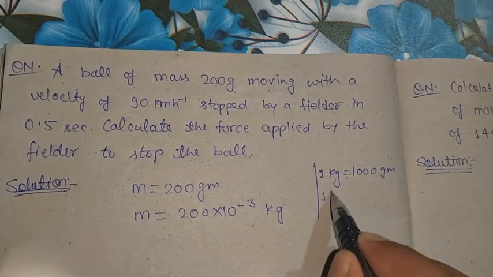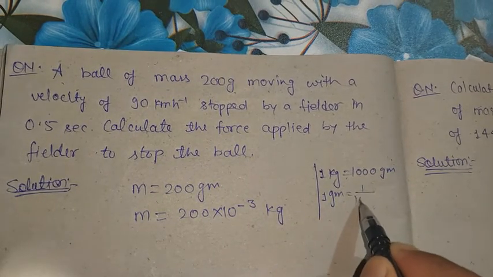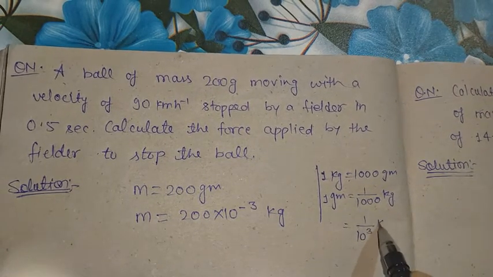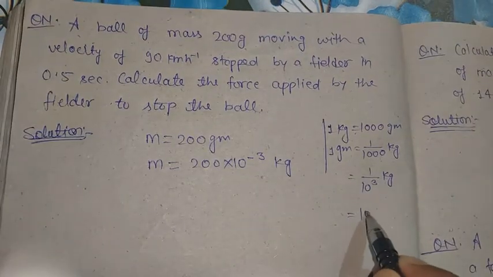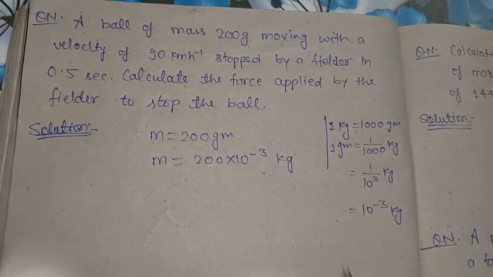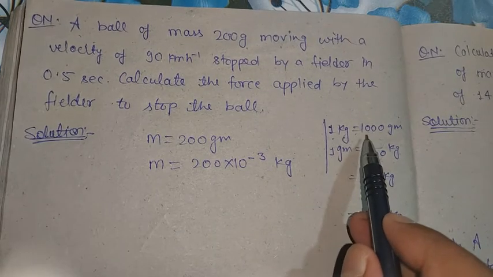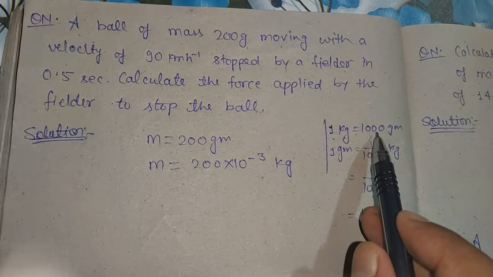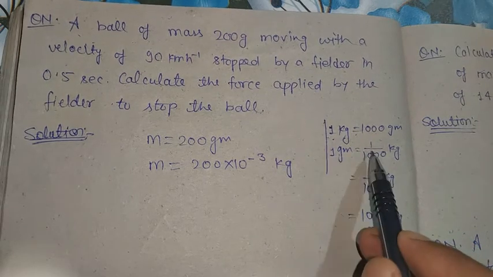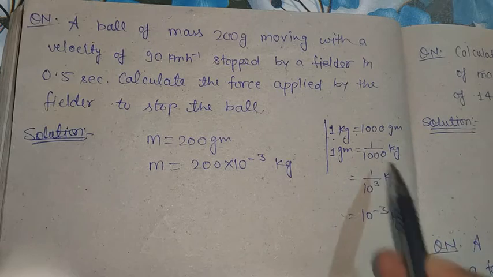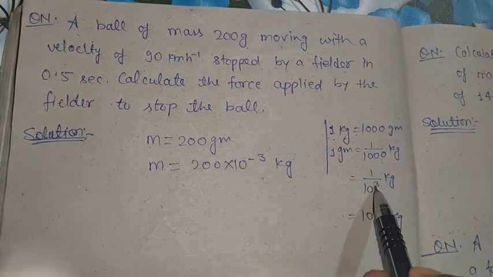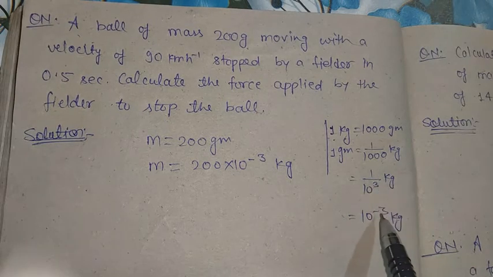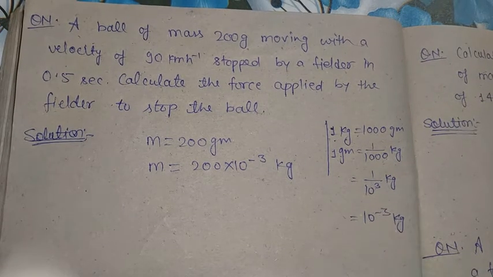1 gram is equal to 1 upon 1000 kilogram, which equals 1 upon 10 power 3 kilogram, which equals 10 power minus 3 kilogram. 1 kilogram is equal to 1000 gram, and 1 gram is equal to 1 upon 1000, so the numerator becomes the denominator. 1 upon 10 raised to the power 3, and when it comes to the numerator, it becomes 10 power minus 3 kilogram.